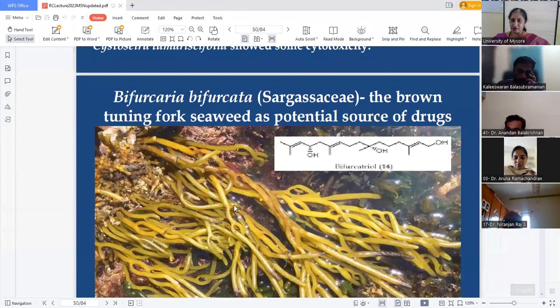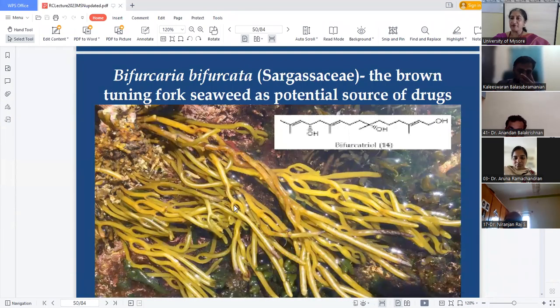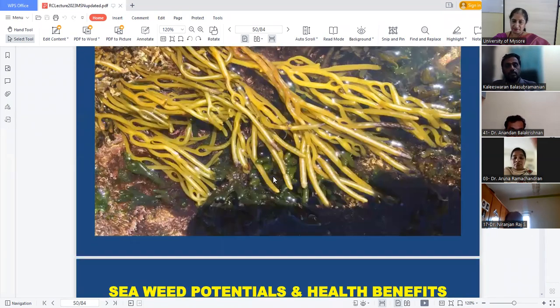So this is how Bifurcaria bifurcata looks like, the brown tuning fork seaweed, a potential source of drugs. And this is the structure of bifurcatriol, a triterpene terpenoid.